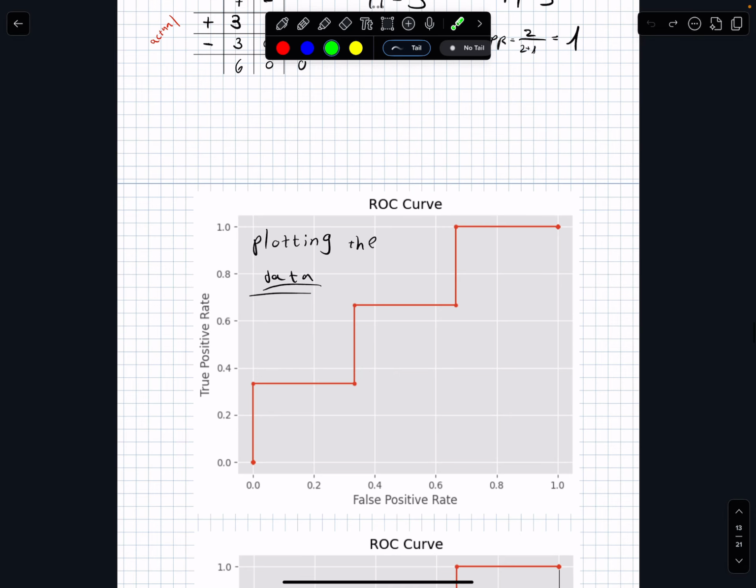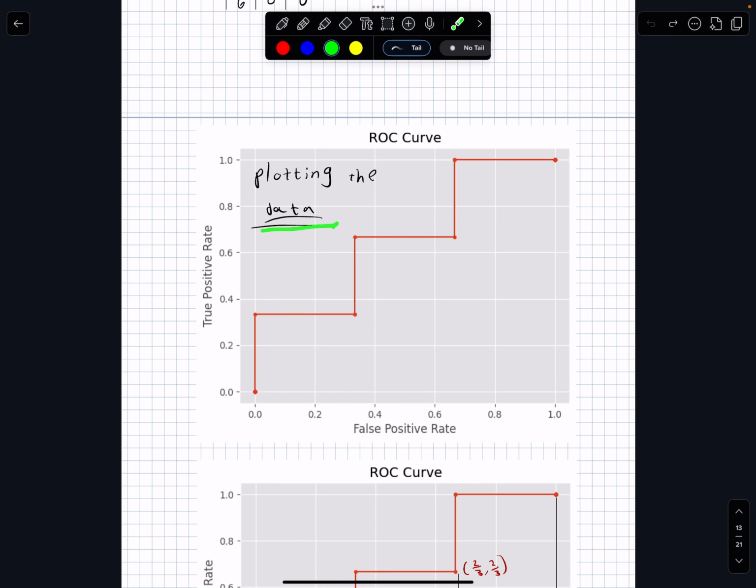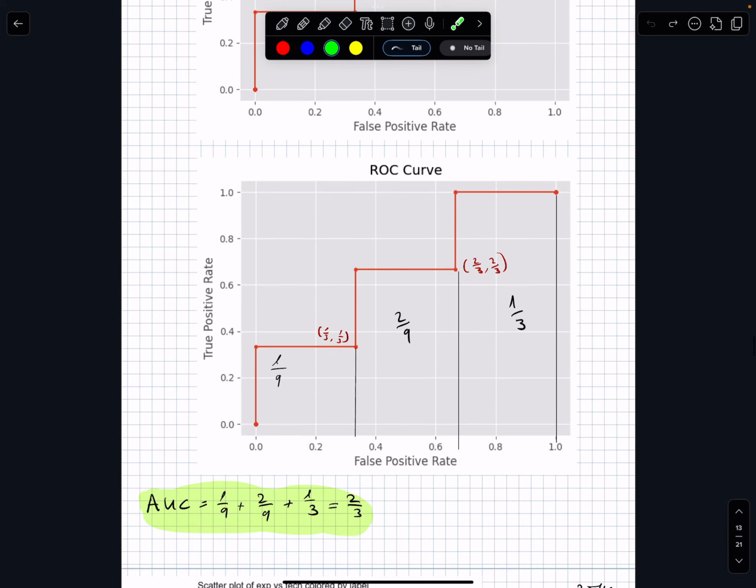Now I created the curve with Python, and by the way, I can do it manually by just drawing the points. To calculate the AUC value, we just calculate the area under the curve. What I did was divide it into rectangles and then calculate. I know each one of them is 1/3, so I just put the values here and calculate it. It's pretty simple, you can do it.